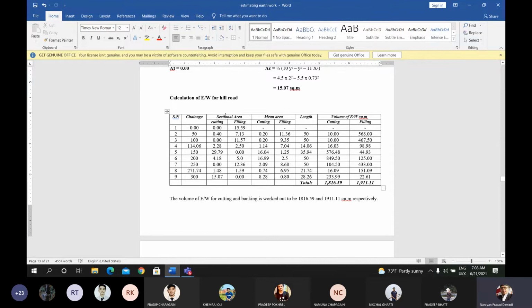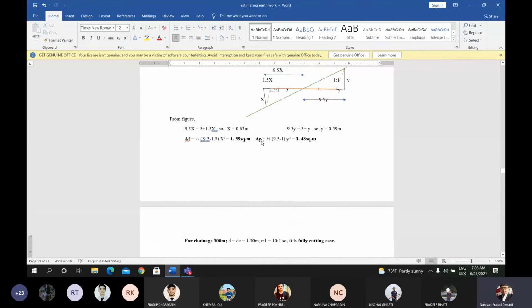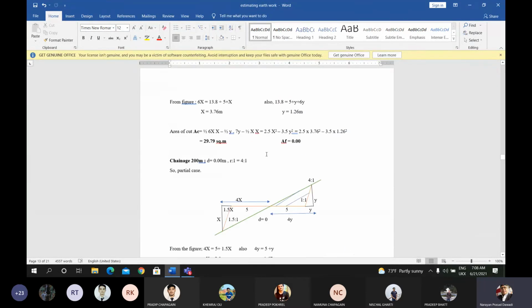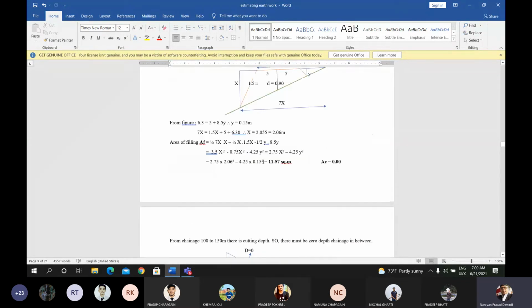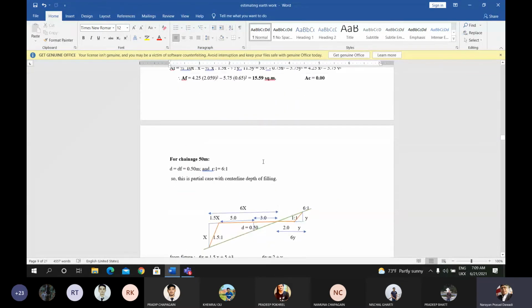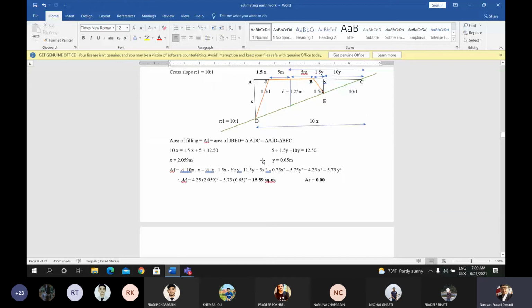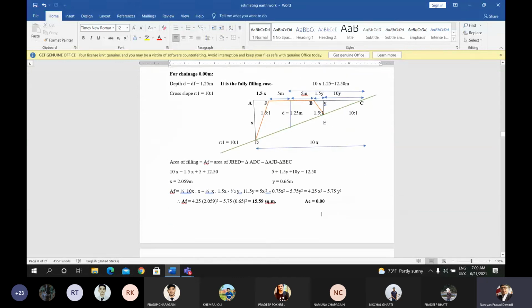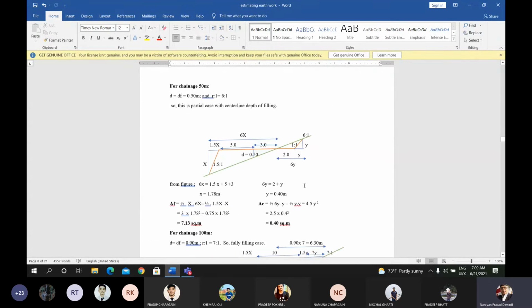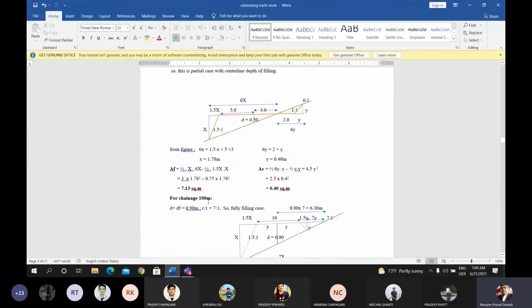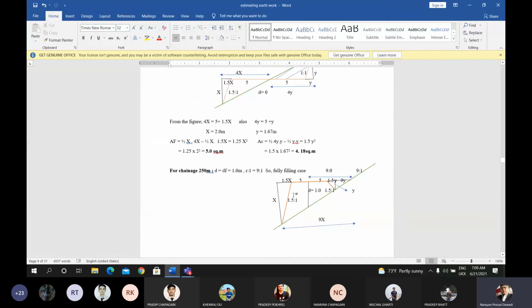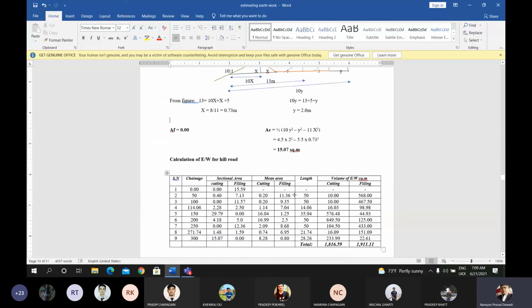Now the section area is calculated for the first section. For the first section, 0 meter, fully filling, so there is no cutting depth. Okay, for the section of 50 meter, there is no cutting, so area filling is 15.59 square meter, area cutting is 0. Putting this value for the section 50 meter, area filling as 7.13 and the area cutting as 0.40 square meter.